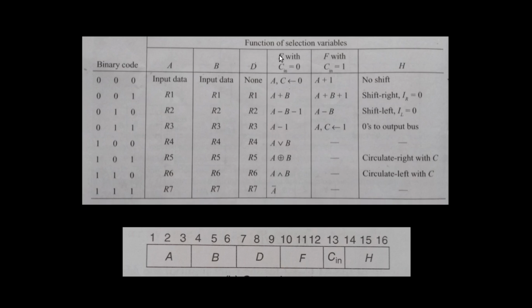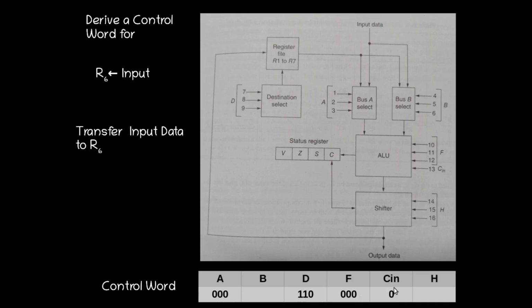Then what about the operation? Here also we have to select this one, just to transfer and make the carry flag 0. So the binary code will be 0 0 0 for F and Cn is equal to 0. B has no significance here, so we can give any value to the B select lines, but for simplicity we can give just zeros. For the H select line, no shift is involved, so we will give 0 0 0. So we will get a control word like this.